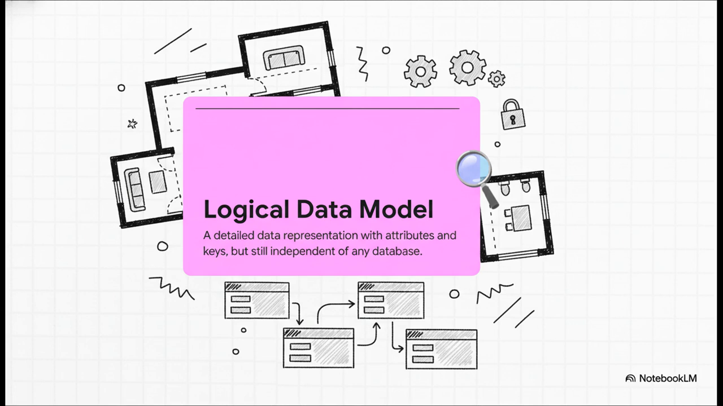We take those high-level ideas and we start adding the nitty-gritty details, like specific properties or attributes for each of our things. But here's the key. We are still not deciding on a specific database. We're designing the structure, not picking out the brand of nails and wood just yet.